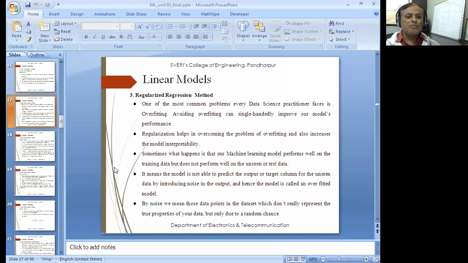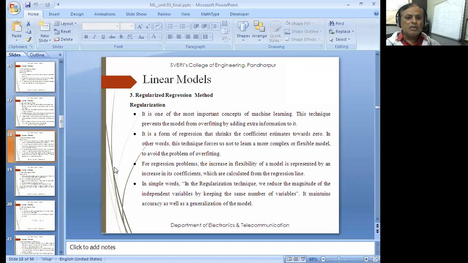Then we have seen regularized regression methods. Obviously, we have discussed what regularization is used for: it can overcome the problem of overfitting and also increases model interpretability. The regularization technique is a very important concept in machine learning that prevents the model from overfitting, and it does so by adding extra information to it.